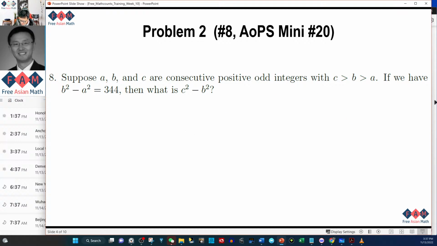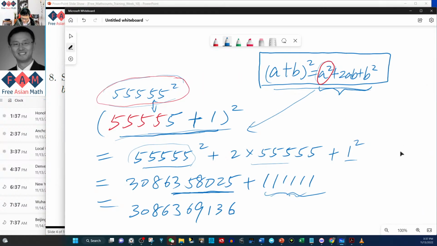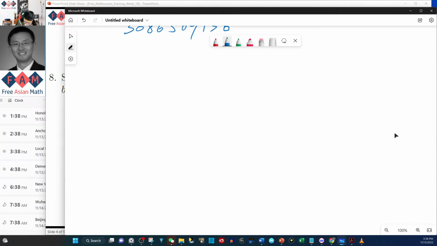So what that means is that, say, you have 3 consecutive integers, but they have to be odd. So like 21, 23, 25, and this would be your C, this would be B, and this would be A, because C is the largest. So you just think about something like that, okay?